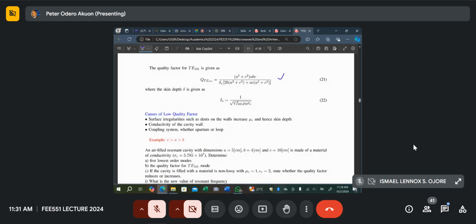Okay, so causes of low quality factor, we've talked about irregularities could cause some increase in the permeability and hence the skin depth. Then the conductivity of the cavity wall would also influence the quality factor. So you need to check, what does the conductivity do to the quality factor? Conductivity is inversely proportional to this. So higher conductivity, does it increase the quality factor or lower it?